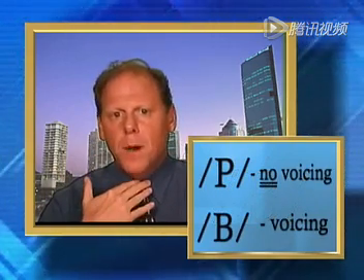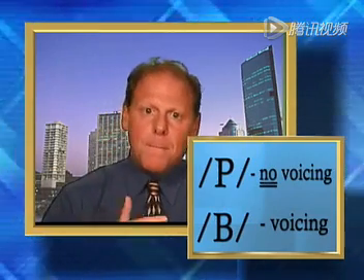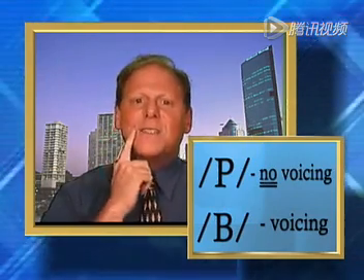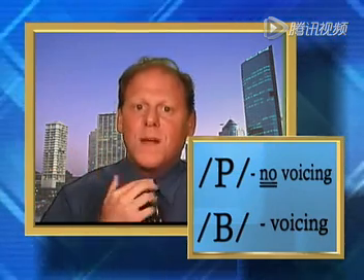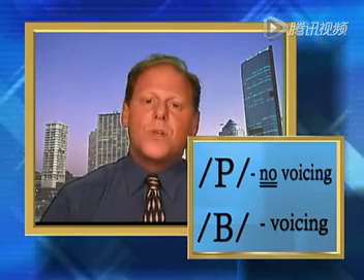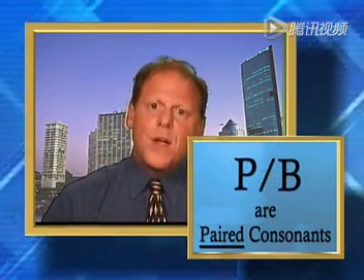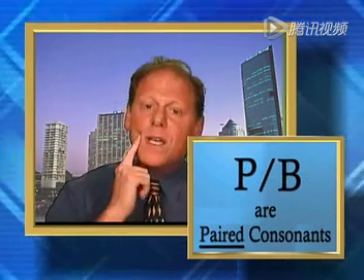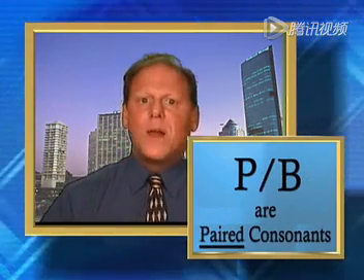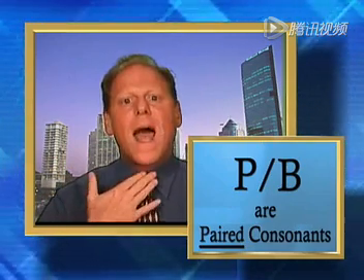Watch again. P, no voicing. P, p, p, b, b, b, B voicing. P, p, b, b. You see that everything here stays the same. The only difference is my vocal cords are either vibrating or they're not vibrating. So we say the P sound and the B sound are paired consonants. They are produced exactly the same way here in your mouth, but the P sound has no voicing and the B sound, b, b, does have voicing.